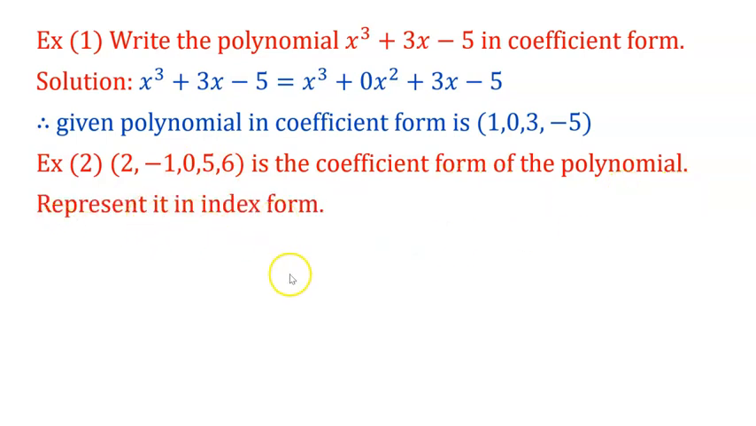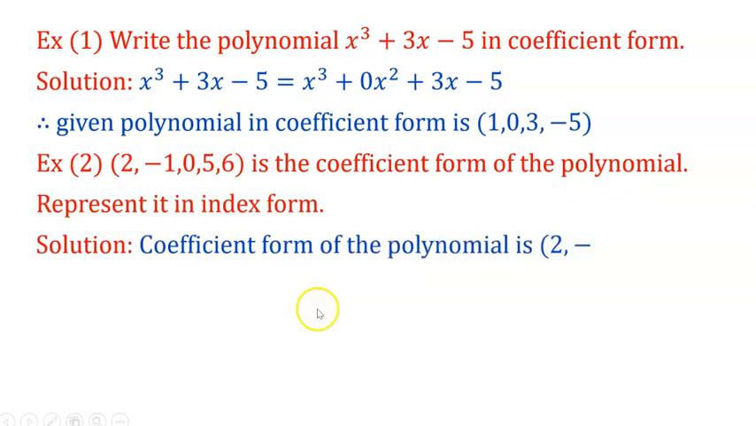Next example, 2, minus 1, 0, 5, 6 is the coefficient form of the polynomial. Represent it in index form. Now here the coefficient form of the polynomial is 2, minus 1, 0, 5, 6. Now how many coefficients are here? 1, 2, 3, 4, 5. 5 coefficients. Therefore, what will be the degree of that polynomial? 5 minus 1, that is 4 is the degree of that polynomial.